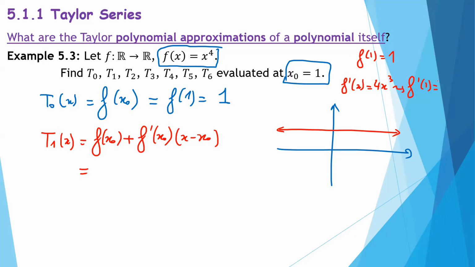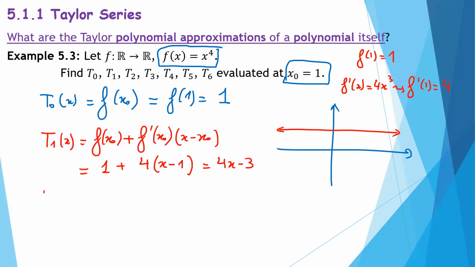The value of f prime at 1? 4. It's 4. So here we'll have f of x0, here 1, plus f prime of x0, here 4, times x minus 1. So this is a polynomial of degree 1. It's 4x minus 3. Okay, so it's an approximation of x^4. It's not x^4, because our function is a polynomial of degree 4, and we approximated it by a polynomial of degree 1.